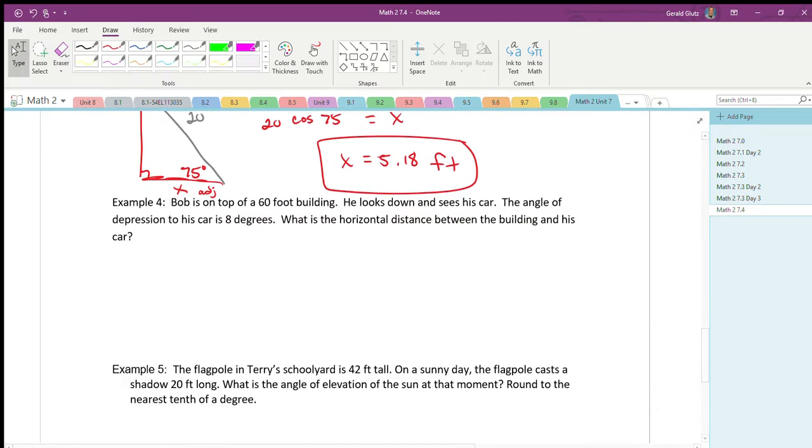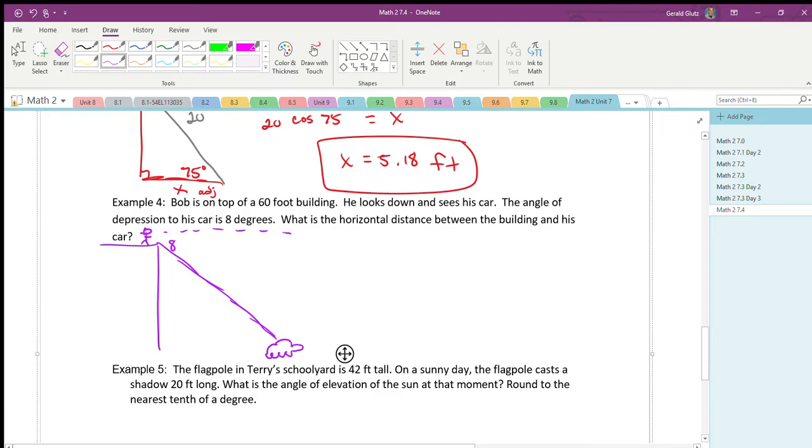Example 4. So Bob's on top of a 60-foot building. So here he is up here. He's looking down, sees his car over here. It looks like a dinosaur. That's a beautiful drawing of a car. So he's looking down, the angle of depression that he looks down. So he's looking over this way. This angle right here is 8 degrees.